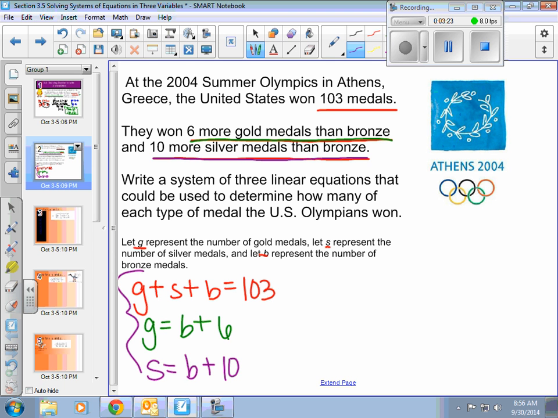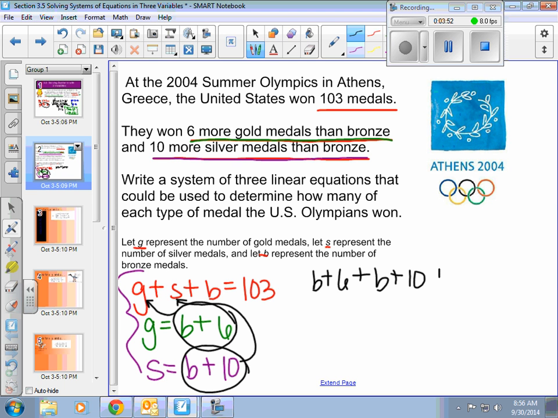So what we need to do is try to make it so I have as few variables involved as possible. One thing I notice is that gold is written in terms of bronze, so I can plug this in for G. I also see that silver is written in terms of bronze, so I can plug this in for S. If I do that, I have G is B plus 6, my silver, or S, is B plus 10, and then I have plus B equals 103. This one worked out really nicely because I now have all the same variable. So I would combine my like terms, and I would have 3B plus 16 is equal to 103.